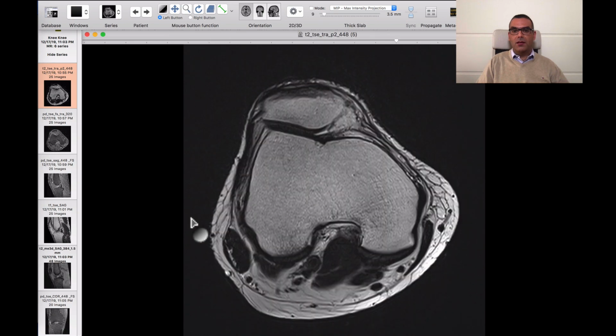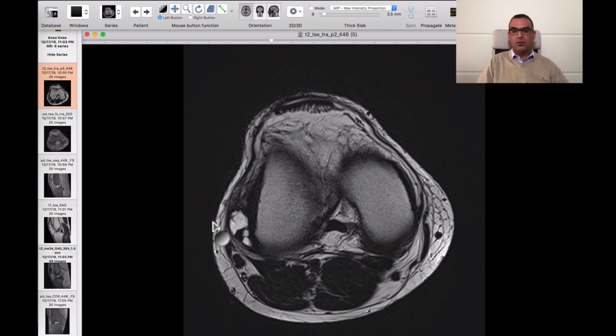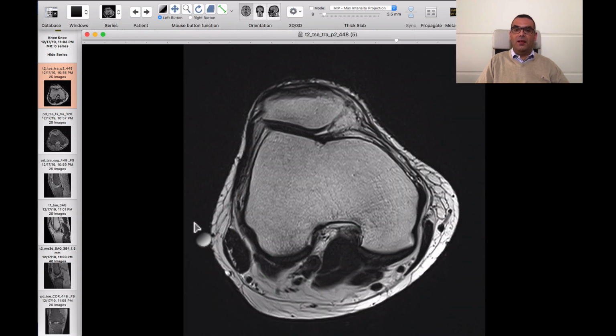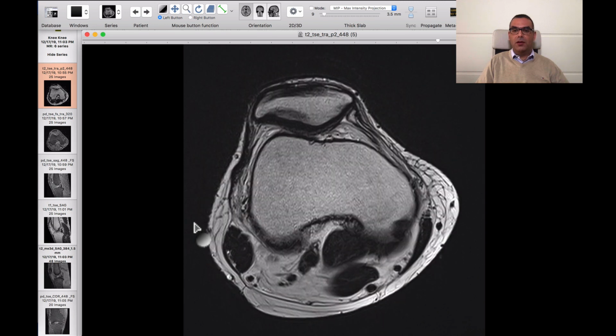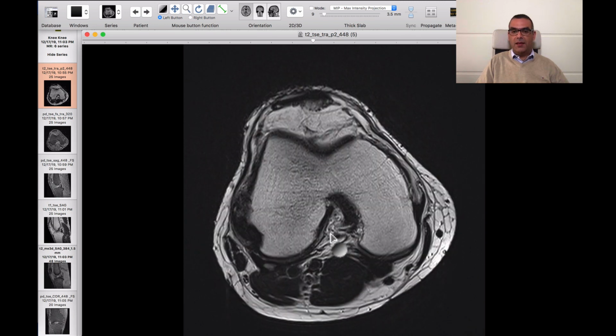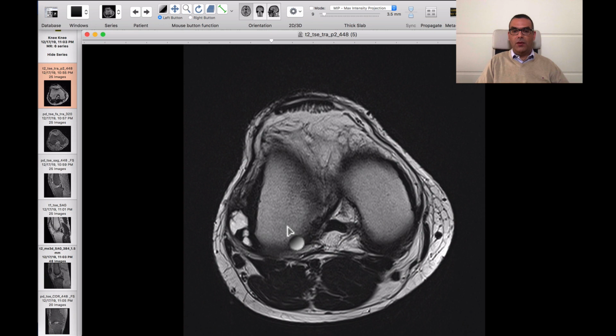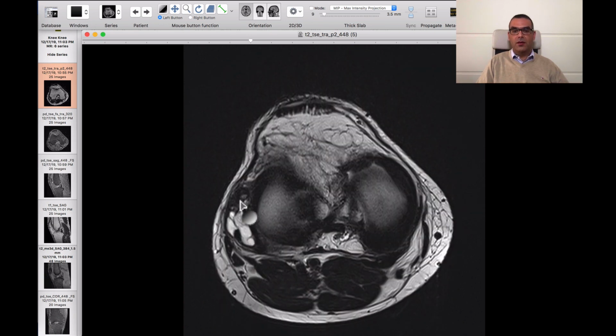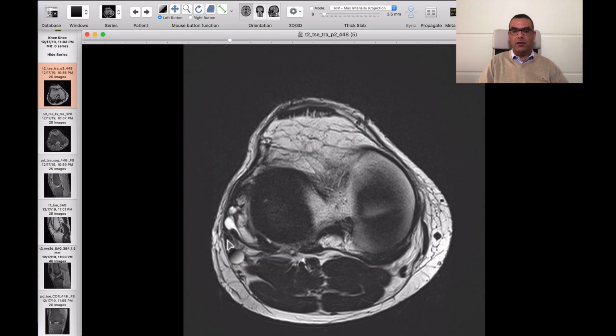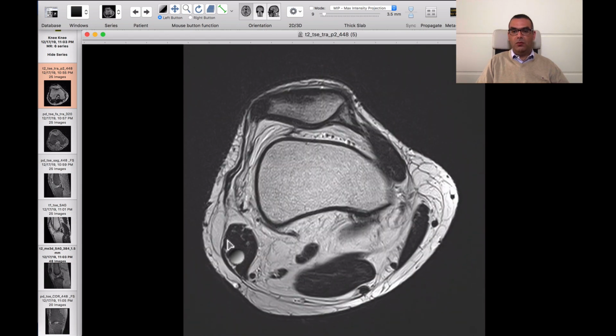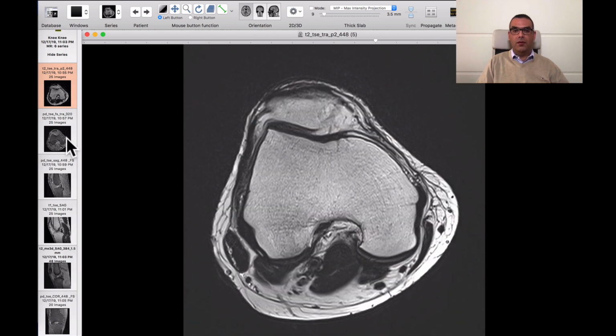This is a 23-year-old male with history of recent trauma, and we will begin as usual with the axial scans. As you can see, the retropatellar cartilage looks good. The ACL attachment is intact. We have a cystic structure right here adjacent to the lateral aspect of the knee, and we want to know what this structure comes from.